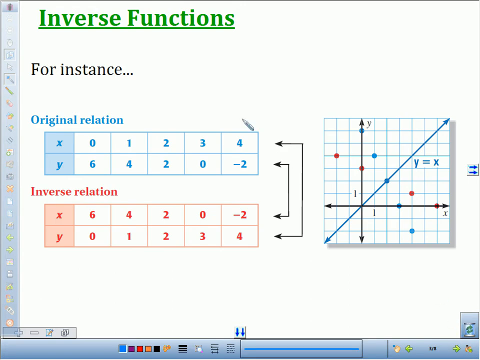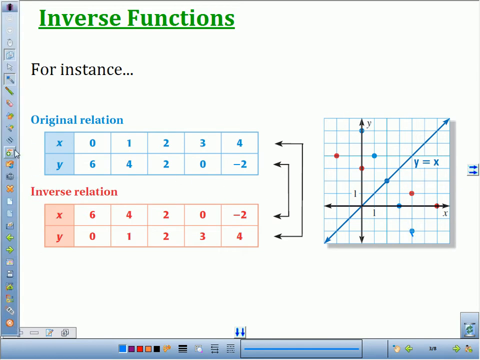So for instance, we can see here, just as an example, I have my original relation, and it's just a bunch of numbers. Inputs are my x values, 0, 1, 2, 3, and 4. My outputs, my y values, are 6, 4, 2, 0, and negative 2. And they're graphed here in blue. So those are my original relation as a graph.